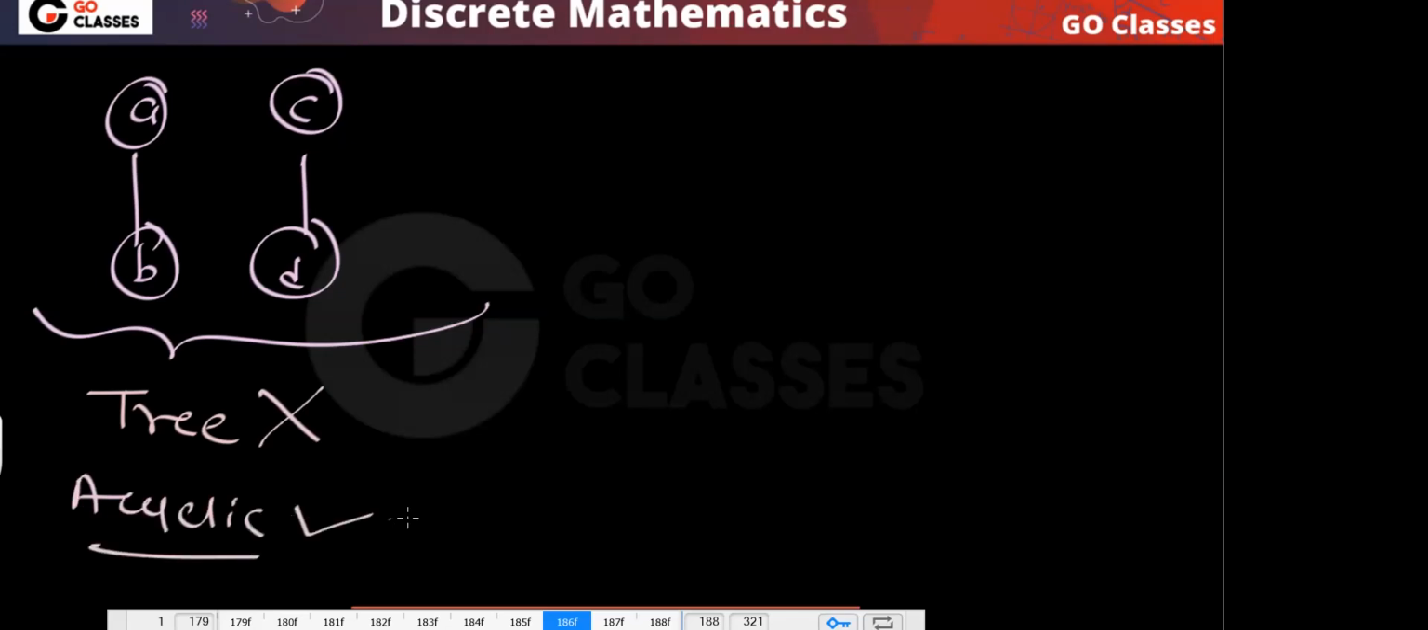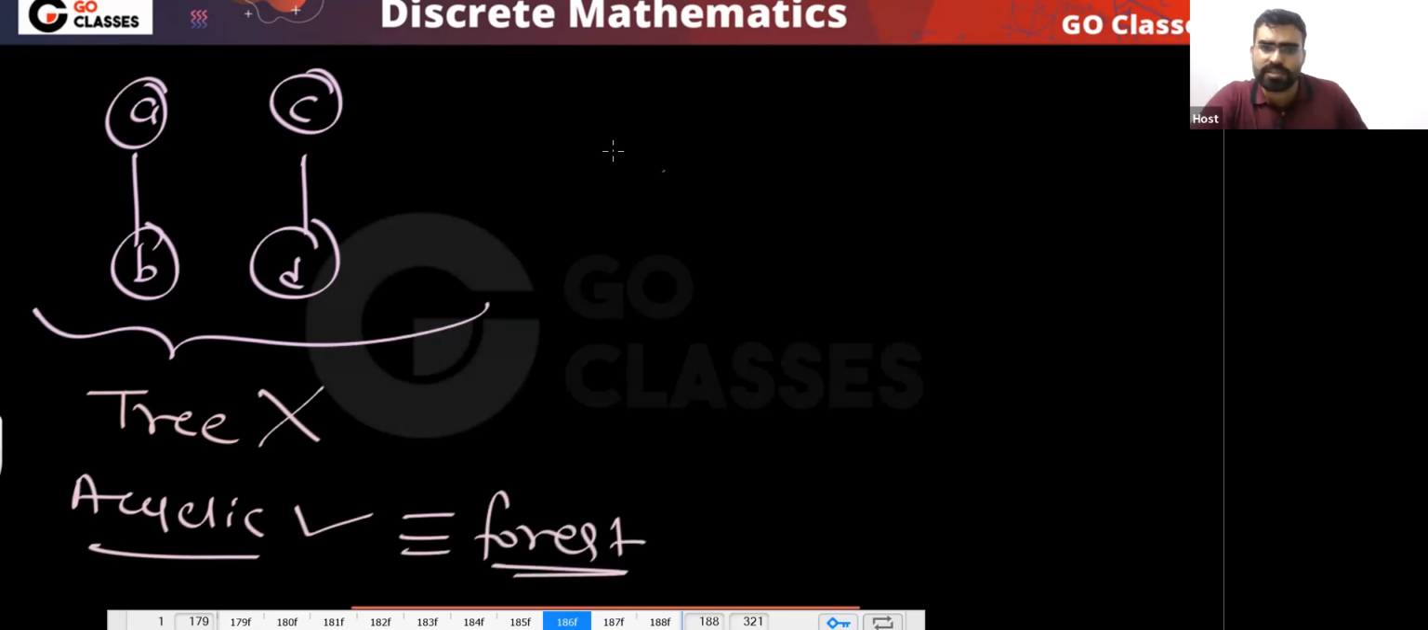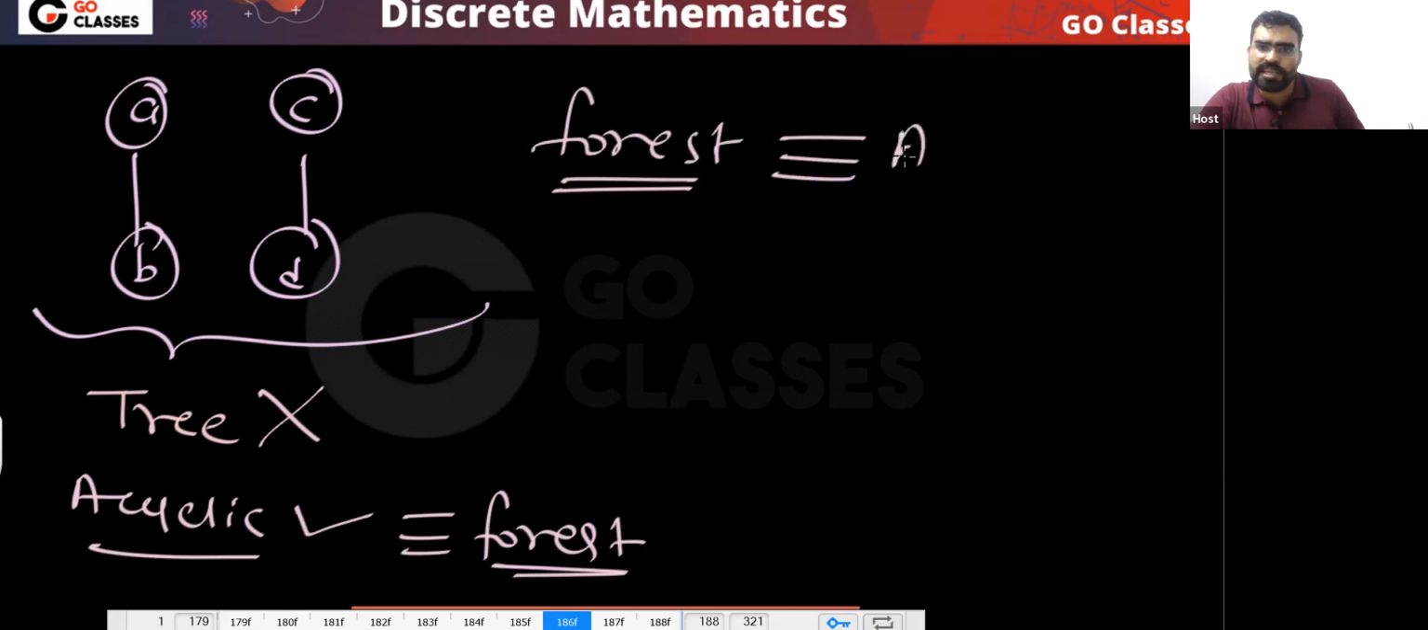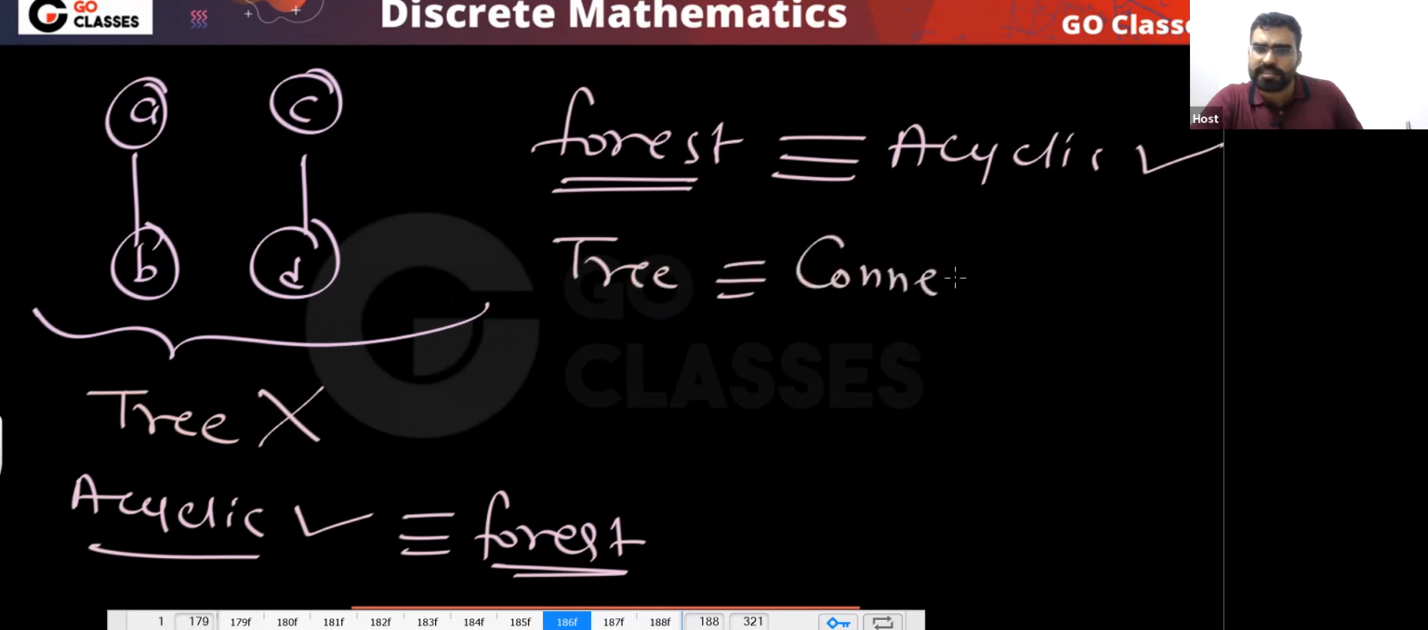Yes. Acyclic means forest. Forest means acyclic. This is the definition of forest. Another name for forest is acyclic. Another name for acyclic is forest. Okay. And tree means connected acyclic. So this is a forest but not a tree. Is it clear now? Okay.